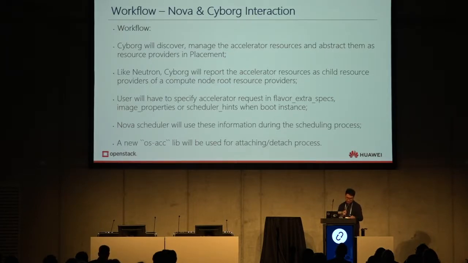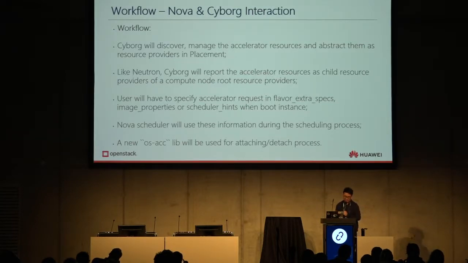Then the user will have to specify their accelerator requests in flavor extra spec or image properties when they are booting the instance. And Nova will then turn this special request into placement query parameters and get the allocation candidates. For this particular use case, we will add a new os-acc library that can be used for attaching and detaching those devices to the instance. This is like os-brick and os-vif.